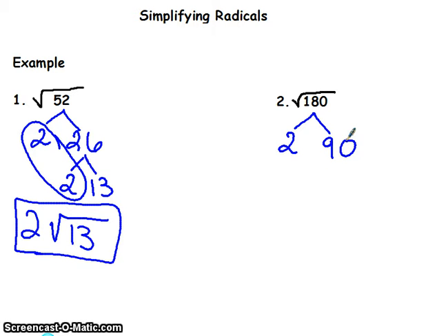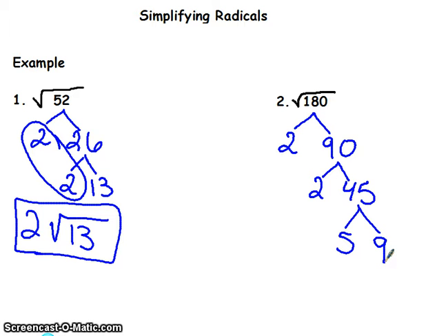So now I want to do it to 90. I want a prime number that will go into 90. Once again, I know 2 will go into 90 45 times. Now I've got 2, 2, and 45. Now, is 45 a prime number? No, it is not. Will 2 go into 45? No, 2 will not go into 45. So I've got to think of another prime number that would go into 45. And I know that 5 will go into 45. 5 times 9 is 45.